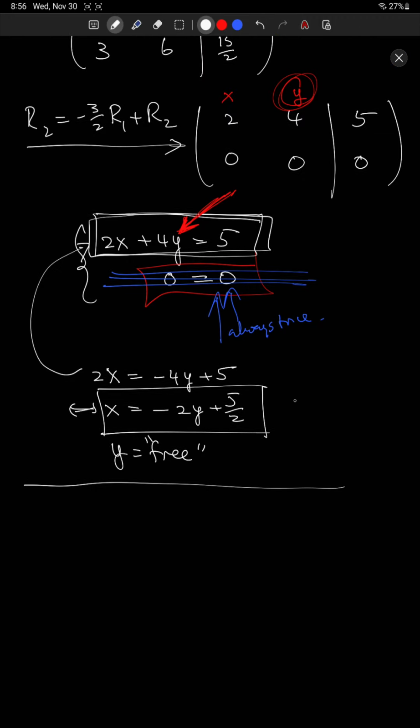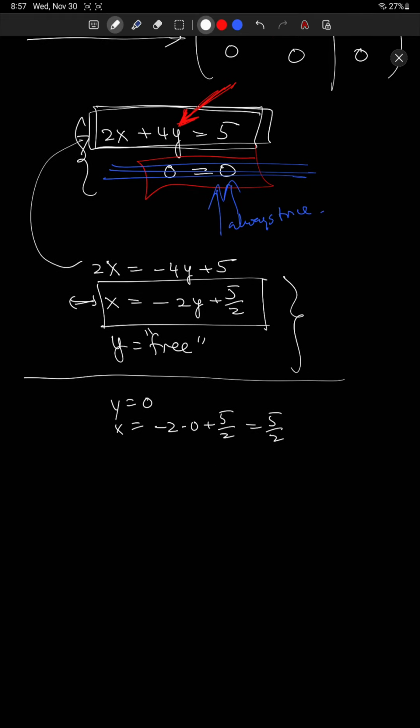So how do I actually use this? Let's say I want one solution to this problem. Then what I do is I pick any y I want because it's free. So let's say y equals 0. Once I've chosen y, x is determined. X has to be minus 2 times 0 plus 5 over 2, which is 5 over 2. So if I just wanted one solution, that would be x equals 5 over 2, y equals 0.